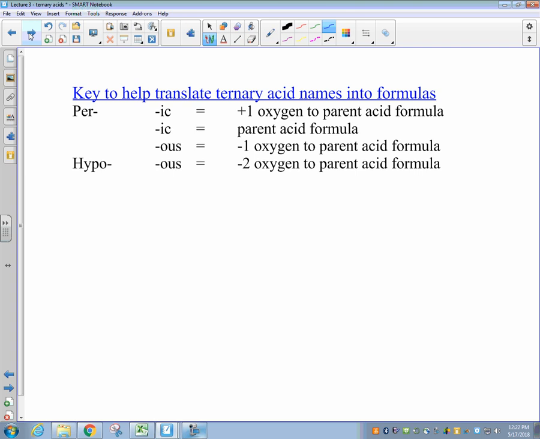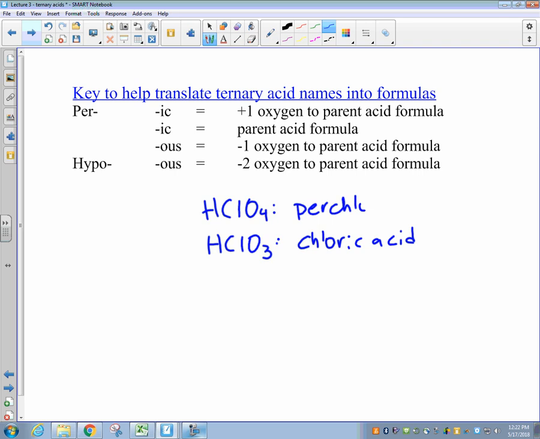And using this as a guide, we could then go through the entirety of a family. If I take the species HClO3, this is the parent acid listed on your sheet as chloric acid. And now we can name the rest of the species within the family. If I have HClO4, that again has one extra oxygen on it, so we're going to add the prefix per-, perchloric acid.